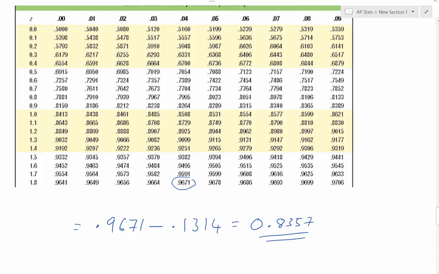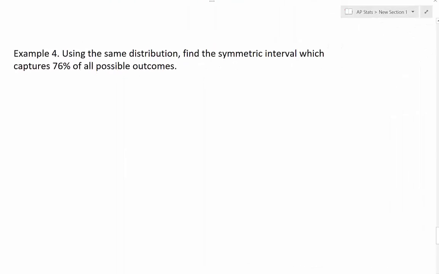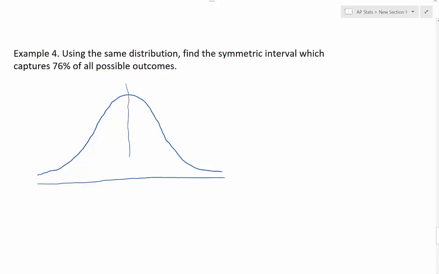Okay, hopefully you're getting the hang of these things now. This last question is a little more interesting. So using the same distribution as the one above, so a mean of 110 and a standard deviation of 25, I want to find a symmetric interval which captures 76% of all possible values. So just over 3/4 of all possible values. It needs to be symmetric, so it's the same distance away. I want to find what values these need to be so that this captures the central 76%.